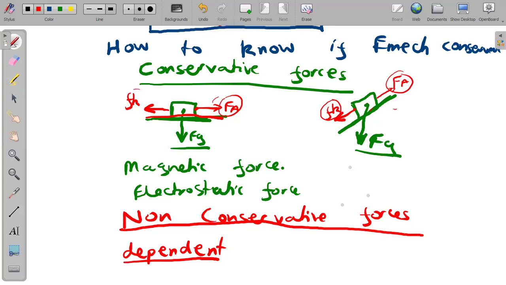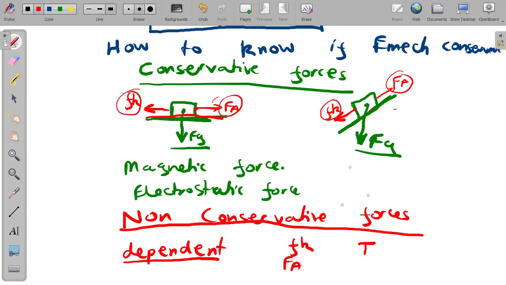So in the event that non-conservative forces are not acting on an object, then mechanical energy is going to be conserved in such a situation. Examples of non-conservative forces: we have kinetic frictional force, applied force, tension, normal force, among other forces. Those are examples of non-conservative forces, right?